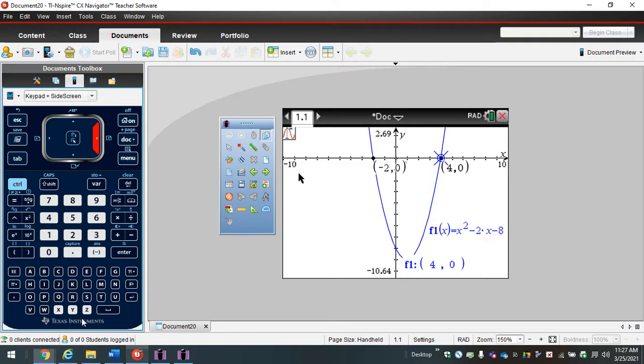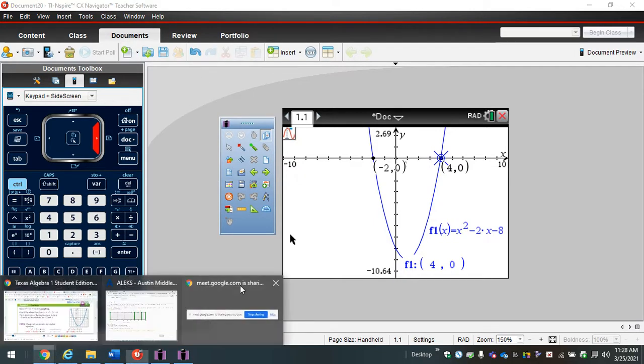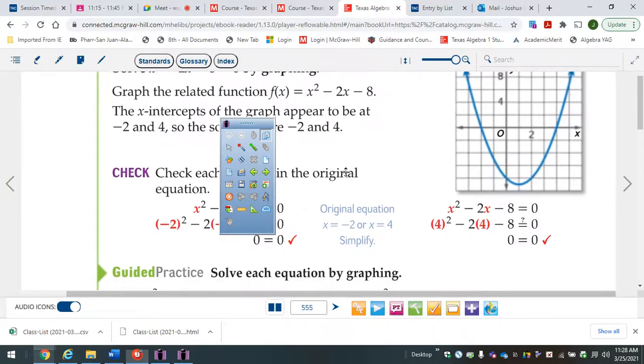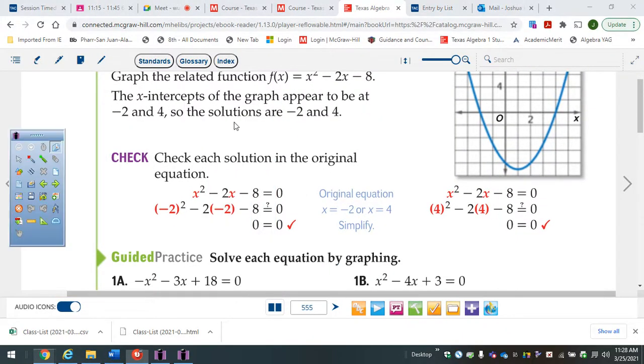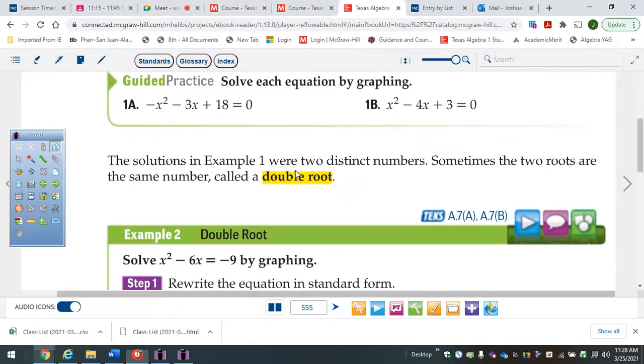Let's see what the book got. The book should get the same answer, right? We should both have the same answer. Oh yeah, look at that: negative 2 and 4. Okay, let's go ahead and practice 1A real quick, guys.